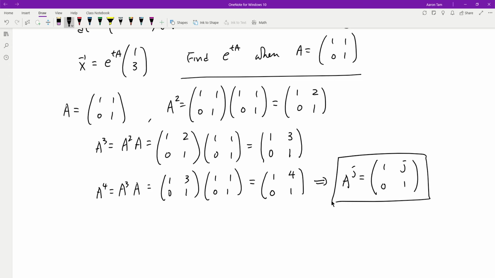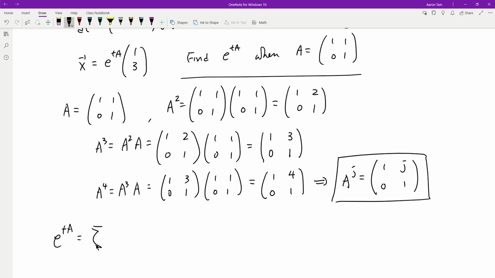So A to the first is [[1, 1], [0, 1]]. And A to the second is [[1, 2], [0, 1]]. And A to the third is [[1, 3], [0, 1]]. A to the 4 is [[1, 4], [0, 1]]. So it makes sense for me to say that A to the j will be [[1, j], [0, 1]]. So now the question is, how does that impact our matrix exponential? Well, let's find out. Now I'm going to try to find out what e to the tA is going to be.